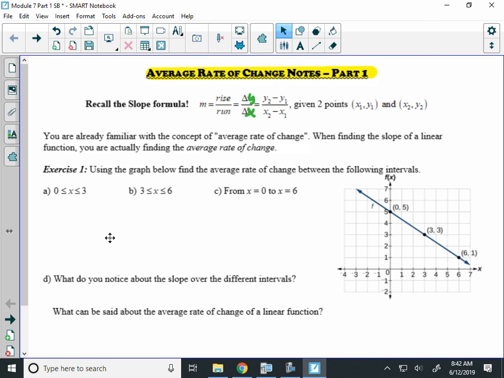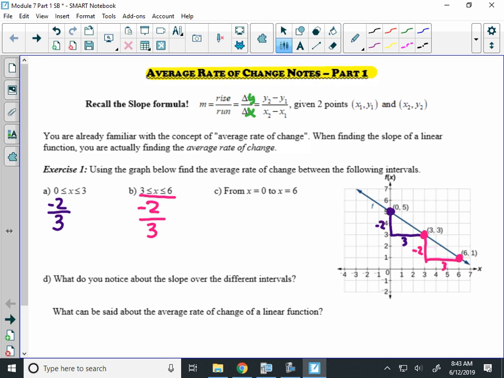So the interval here says find the rate of change on the interval from x is 0 to 3. So that means I'm going to start where x is 0, and I'm going to find the slope between 0 and 3. Well, to do that here, it looks like I'm going to go down 2, right 3. So my rate of change would be negative 2 over 3. On the next interval, I'm going from x is 3 to 6. So I'm going to start at x is 3, go to x is 6, and I'm going to count the slope again. Down 2, right 3.